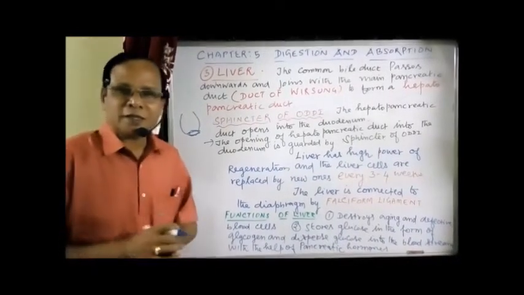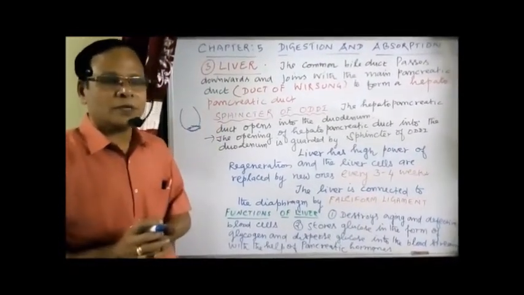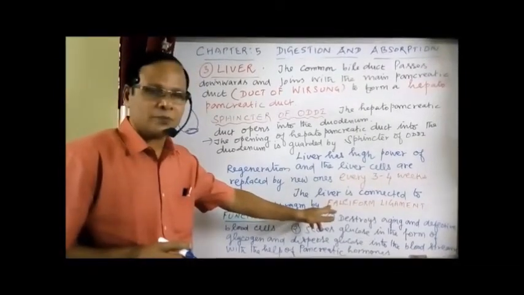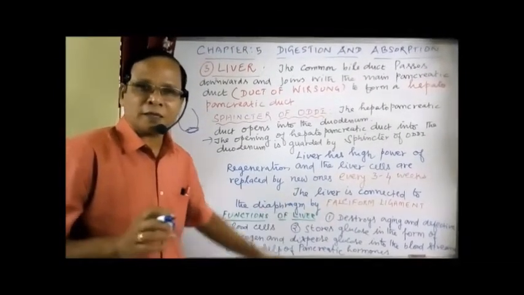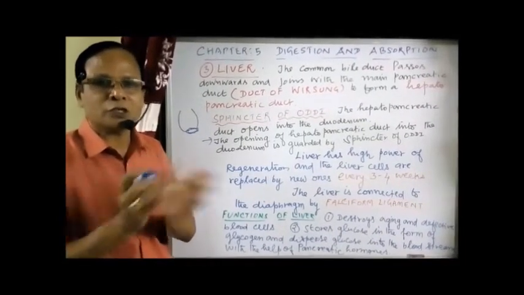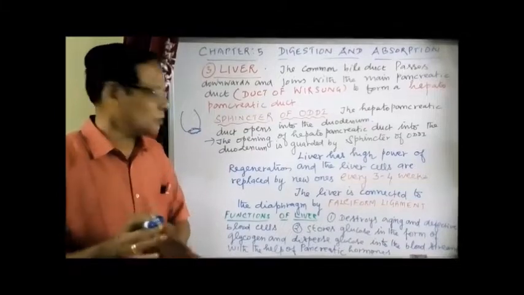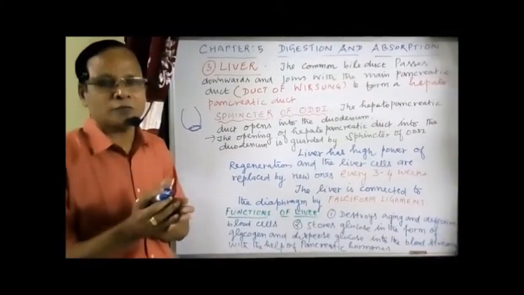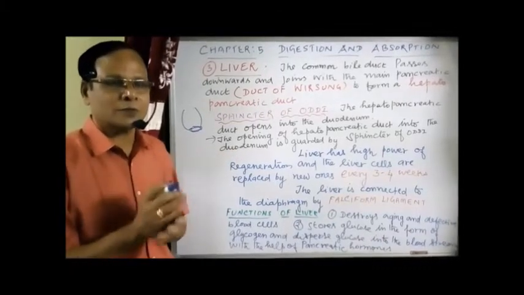Now the liver is connected to the diaphragm by means of a ligament. The name of the ligament is the falciform ligament. This ligament not only connects the liver to the diaphragm, it also divides the right and left major lobes. The right and left major lobes are joined by the falciform ligament.